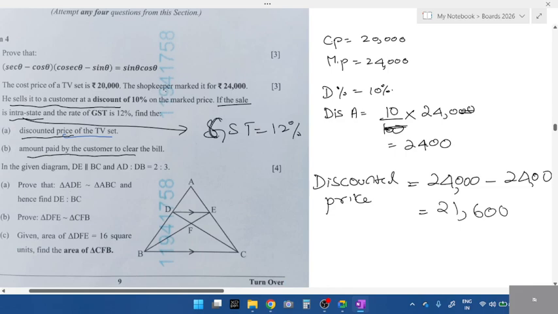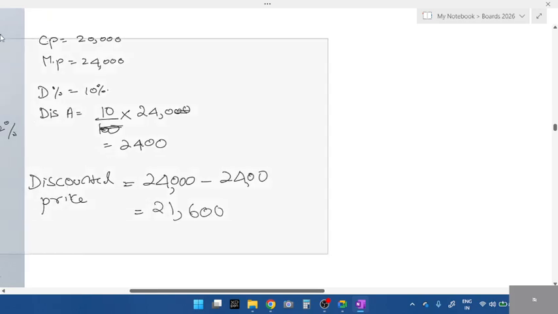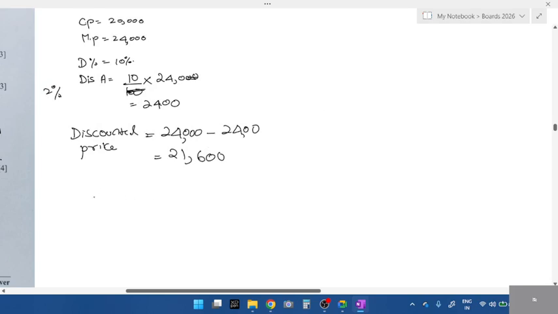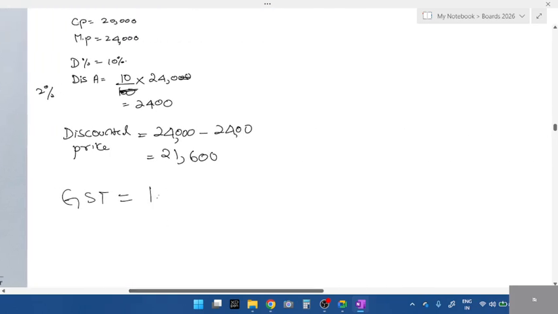I'll tell you how to calculate. Whenever they give the word like this, students, if the sale is intrastate, what do you mean by intrastate? Same state. GST will be split into two parts. What are the two parts? CGST and SGST. Make a note for board exam. For board exam, you have to show calculation like this. Whenever they mention intrastate or same state, GST is equal to 12%. Just because they mentioned intrastate, split this into two parts. What is CGST and SGST? Very good. 6% and 6%.